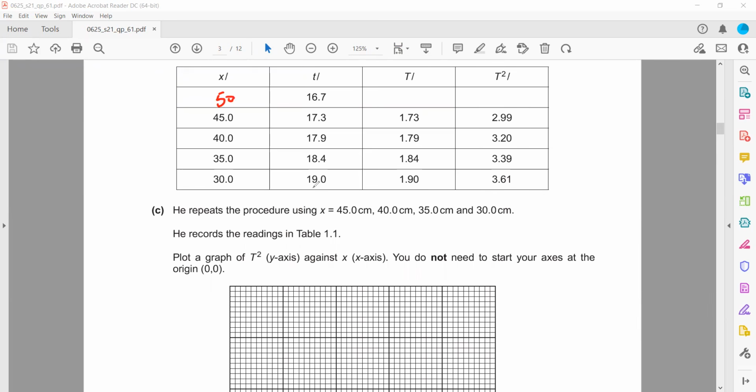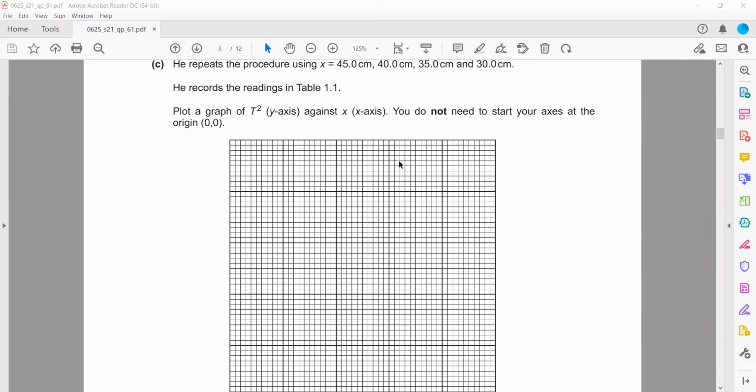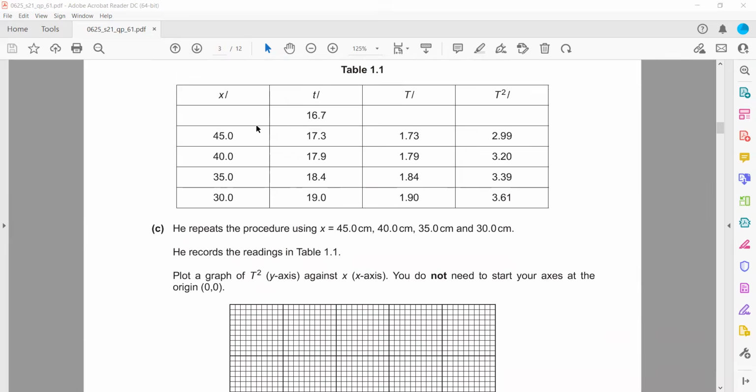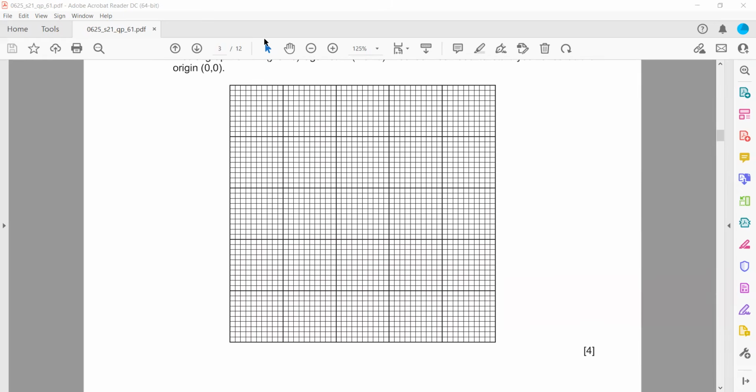Whenever you're plotting a graph, the idea is that you should cover 70% of the graph paper. As I mentioned, I don't have to start from the origin, I don't have to start with 0. I have values from 30 to 50. So if I say this is 30 on the x-axis, and then I write this as 40 and then 50, my scale actually covers more than 70% on the x-axis.